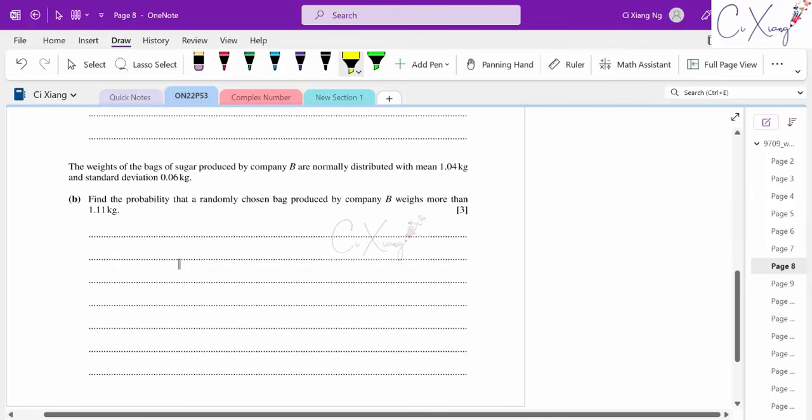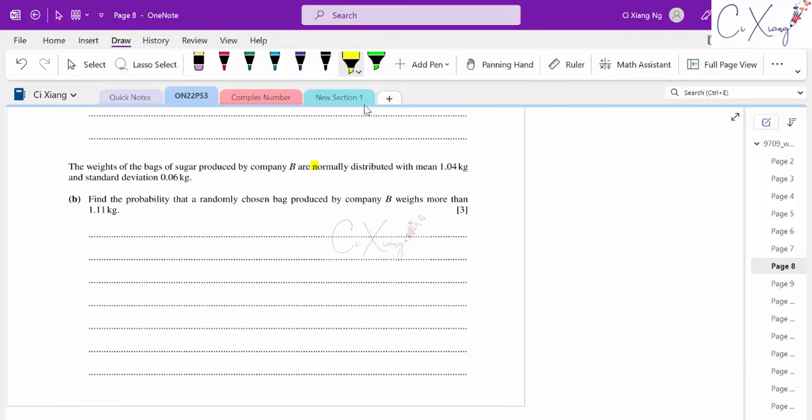For part B, they are saying that the weight of the bags of sugar produced by company B is normally distributed. So please highlight the keyword normally distributed. The mean is given as 1.04, standard deviation is 0.06 kilogram. So we know that later when we calculate the probability, we need to standardize it and find the answer from the normal table. Find the probability that a randomly chosen bag produced by company B weighs more than 1.11 kilogram.